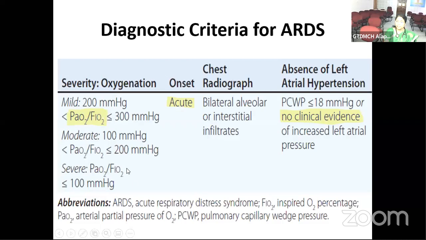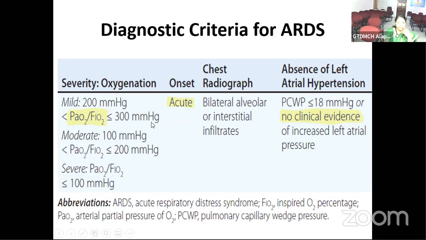So this is severity. This is according to oxygenation. It is by PaO2 by FiO2. FiO2, I will come to it later, but FiO2 is the fraction of inspired oxygen in the air. That is, when we are inhaling the atmospheric air, the fraction of oxygen is 21%. So that is the fraction of inspired oxygen, FiO2.